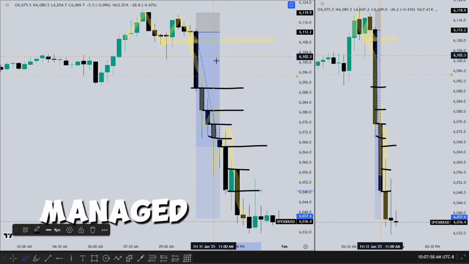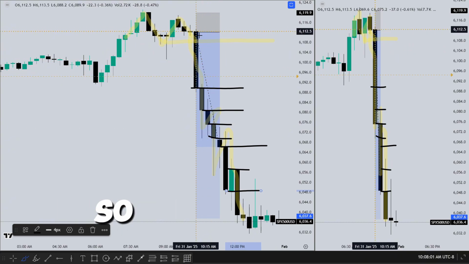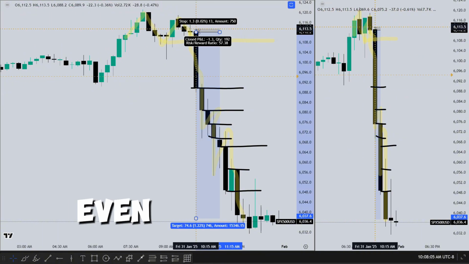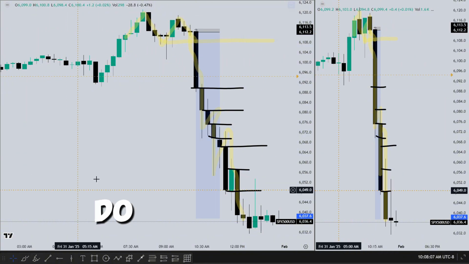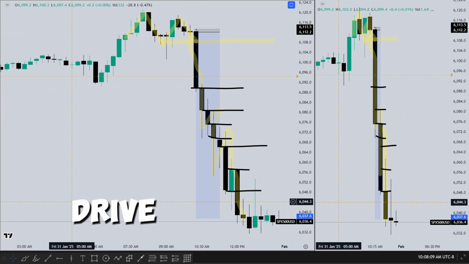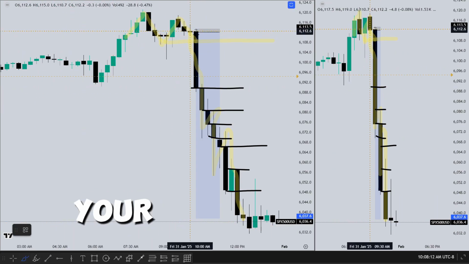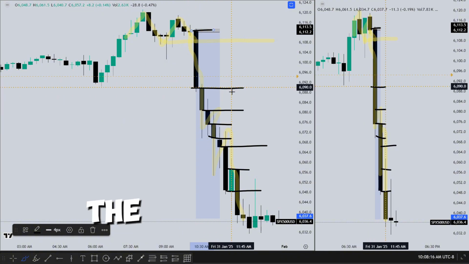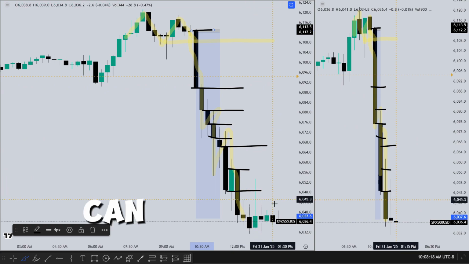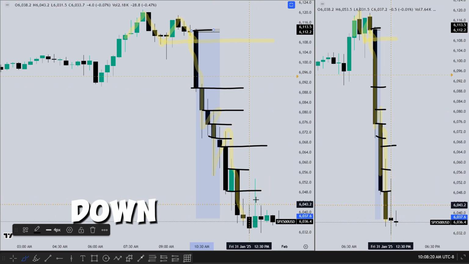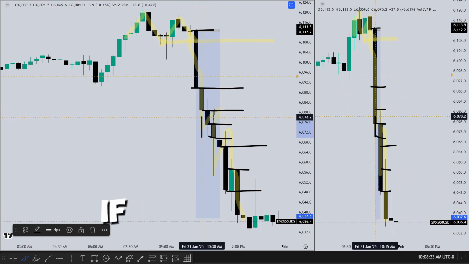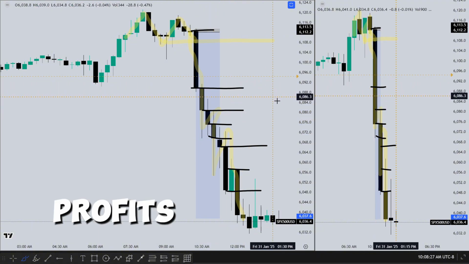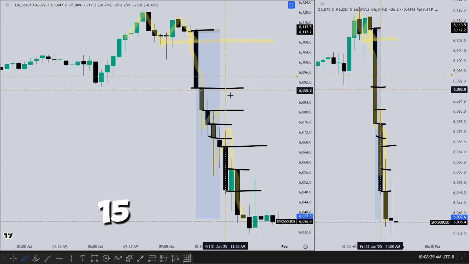An easy way to have managed this is just trailing stops. So as soon as this trade went green, you would put your stops at break even, or at least that's what I would do. And as we continue to drive down, you would trail your stops below the previous 15-minute, and you can capture the move the entire way down without any drawdown. If you do start pushing higher, well, that's fine. You would just get stopped out with profits at the high of the previous 15-minute candle.